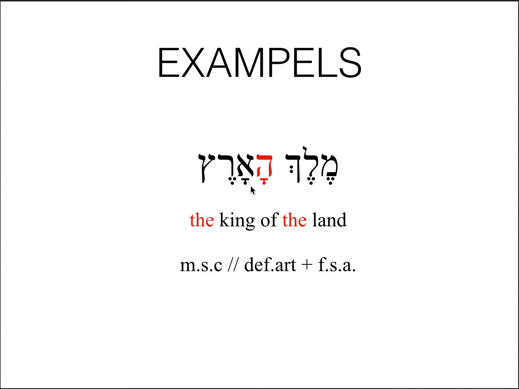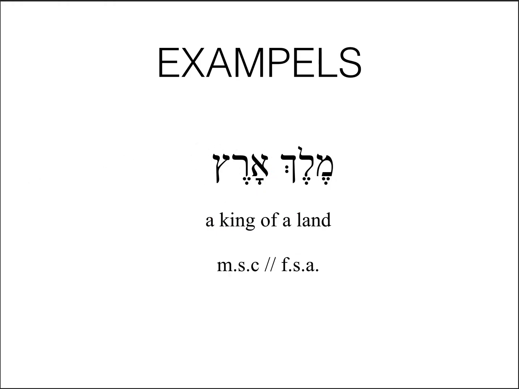Aretz is land, Eretz, right? The land. In translation, everything that is modifying a definite absolute must also be definite. Therefore, it is not "a king," but it is "the king of the land." Masculine singular construct, definite article, feminine singular absolute. This one looks masculine, but this is on the list of irregular nouns.